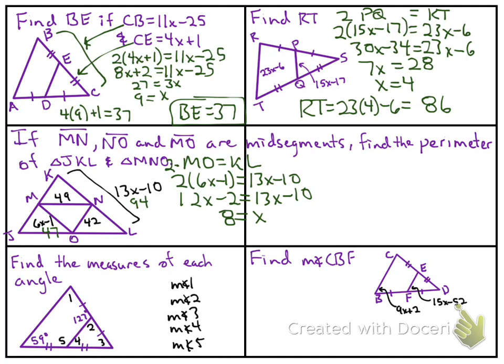So now for our perimeter, perimeter of triangle, do the small one first, MNO. We're just going to add the sides, 47, 49, and 42. And that comes out to be 138.